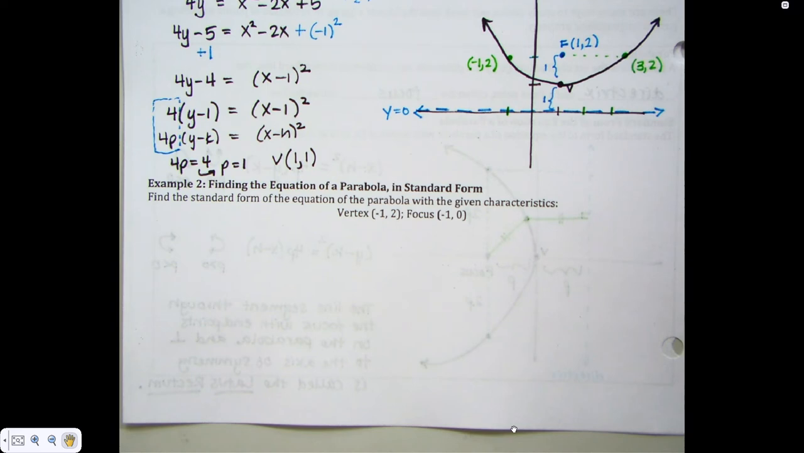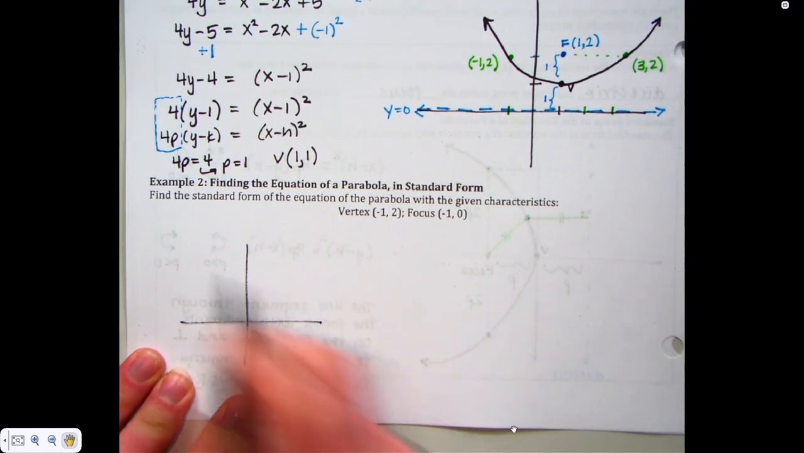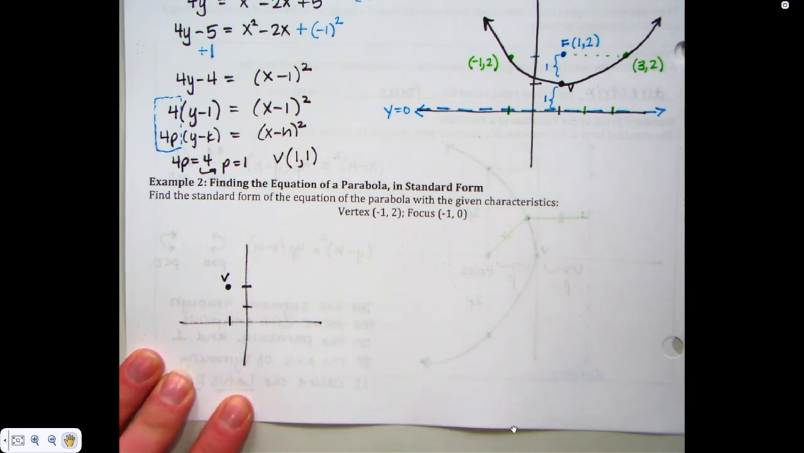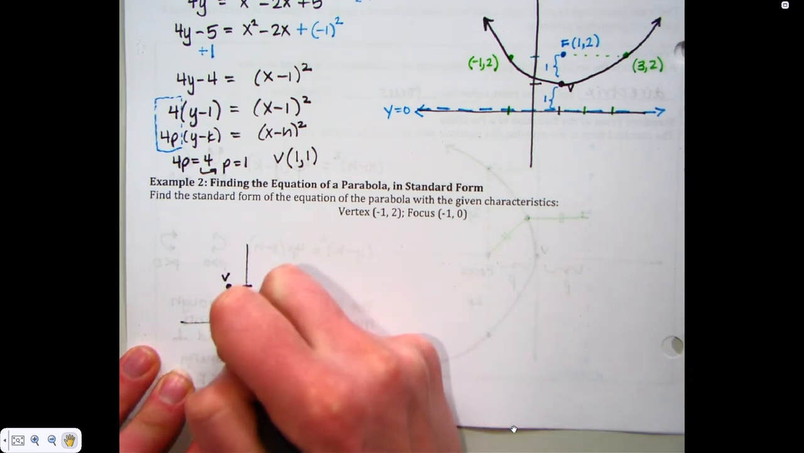Now, the thing is, kids really kind of drag their feet on this one. It doesn't say I have to draw a picture. And I don't want you to make a good, detailed graph. I just want you to think about the sketch that would come from this. The vertex is at -1 and up 2. So that would put my vertex here. My focus is at -1 and 0.